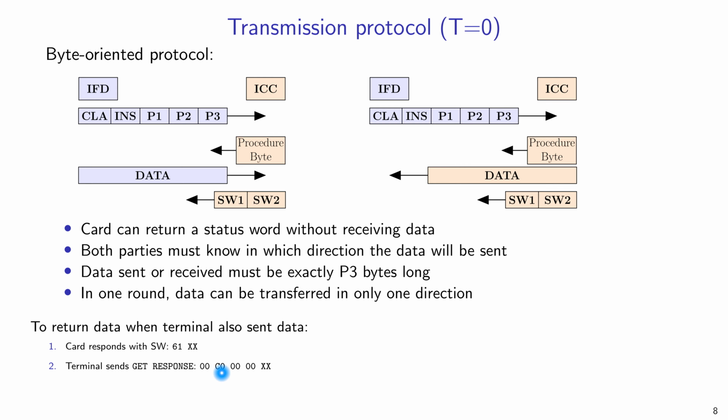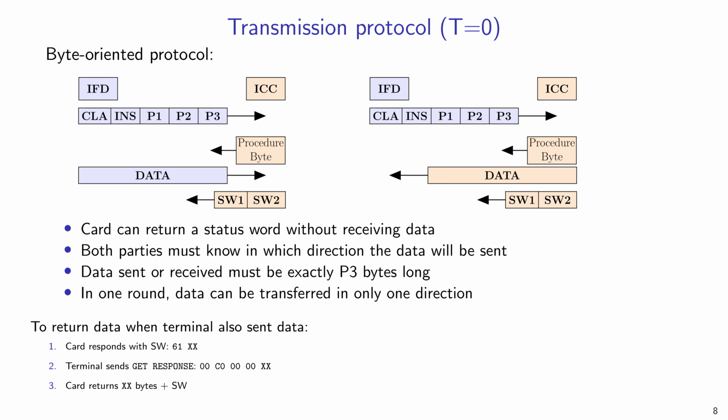Here, C0 is the instruction byte for the getResponse command, and in parameter 3, or length expected, the terminal specifies the number of bytes the card wants to return. The card then returns those bytes together with the status word. So in order to both send and receive data for the same logical operation, an additional APDU command is used. The card first indicates how many bytes are waiting, and then the terminal retrieves them using getResponse.